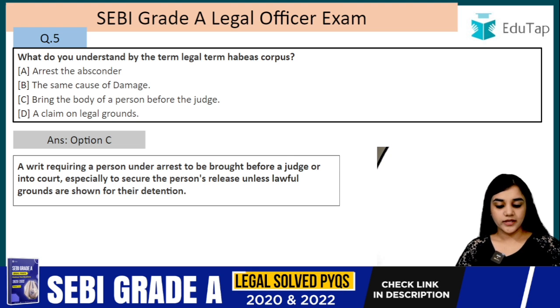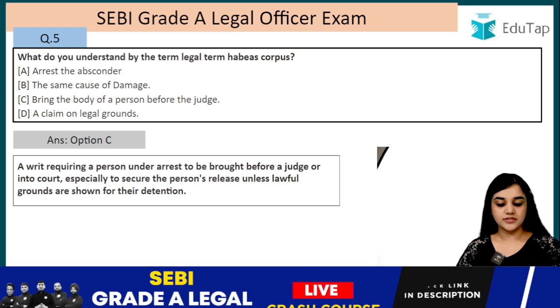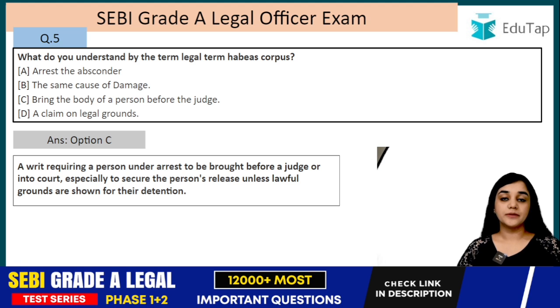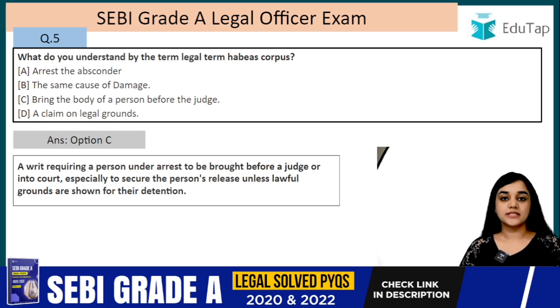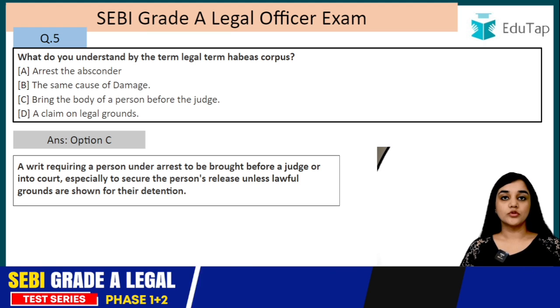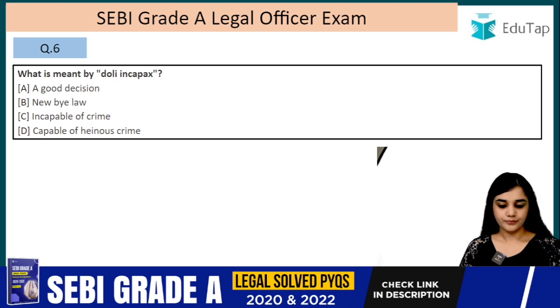So it is a writ requiring a person under arrest to be brought before a judge or into the court, especially to secure the person's release unless lawful grounds are shown for the detention. So you must have read this. It means you should have the body, or it means bring the body of the person before the judge. So any person who is detained will be brought before the judge so that the judge can assess the legality of that detention. So this is habeas corpus. Question number 6.